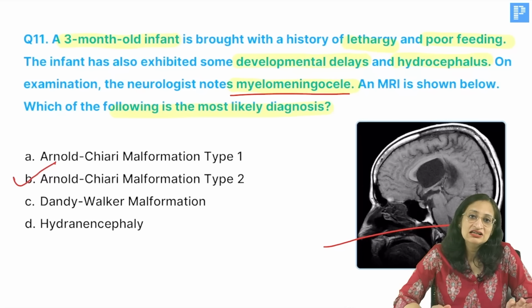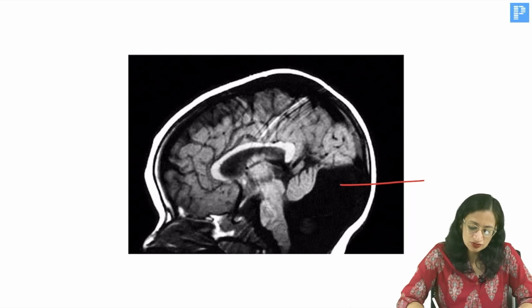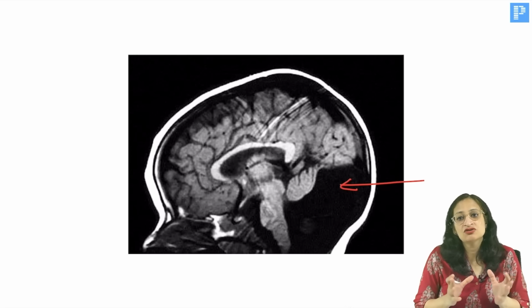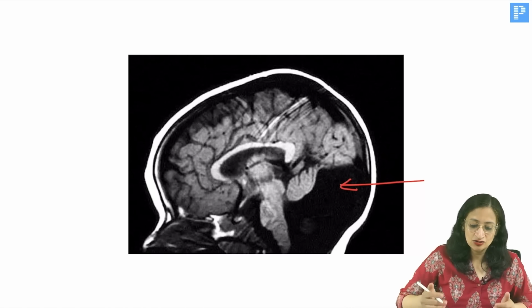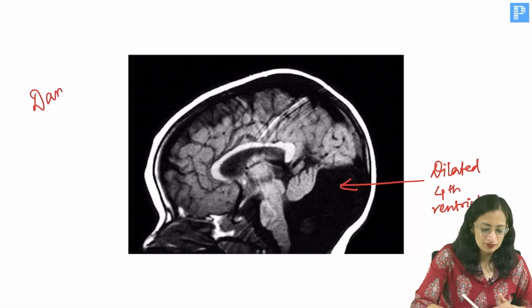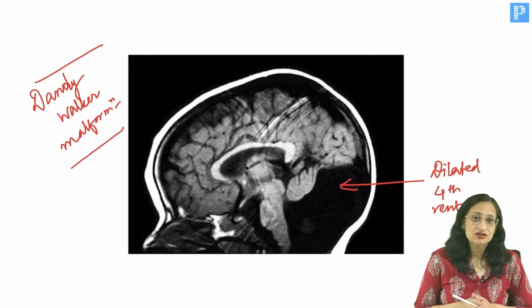What is Dandy-Walker malformation? It appears like this on imaging. You can see a large part of the cerebellar vermis or cerebellum is absent, and you have a dilated fourth ventricle. So this is the Dandy-Walker malformation, a cause of obstructive or non-communicating hydrocephalus, right?